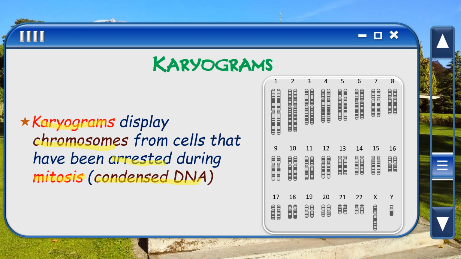And you will see that all homologous chromosomes are of the same size with the same banding pattern.